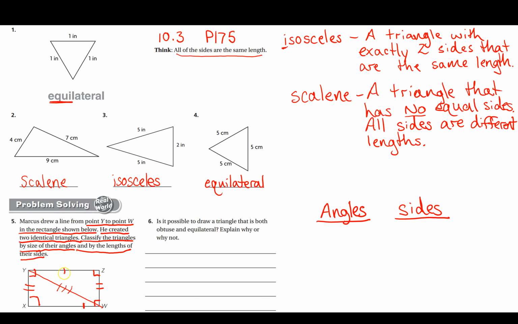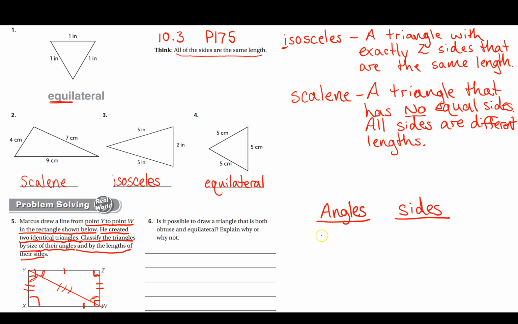So we know that these three lines, line segment YZ, line segment ZW, and line segment YW, all are different lengths. Okay, now since we cut this rectangle in half, I have 90 degrees, but that right angle is made up of this angle and this angle. So we cut that 90-degree angle in half.